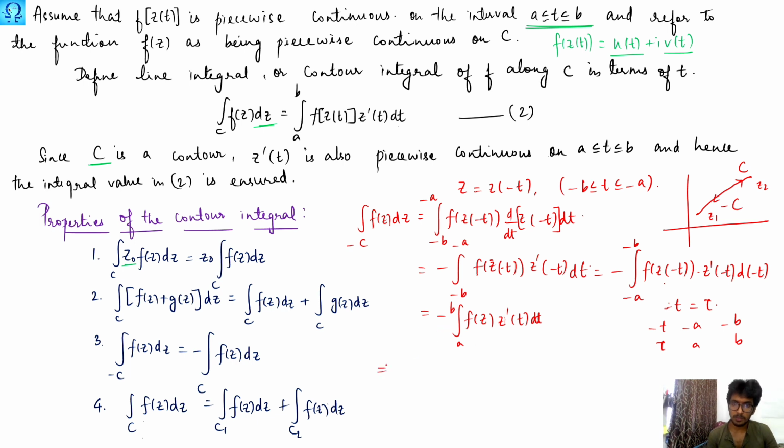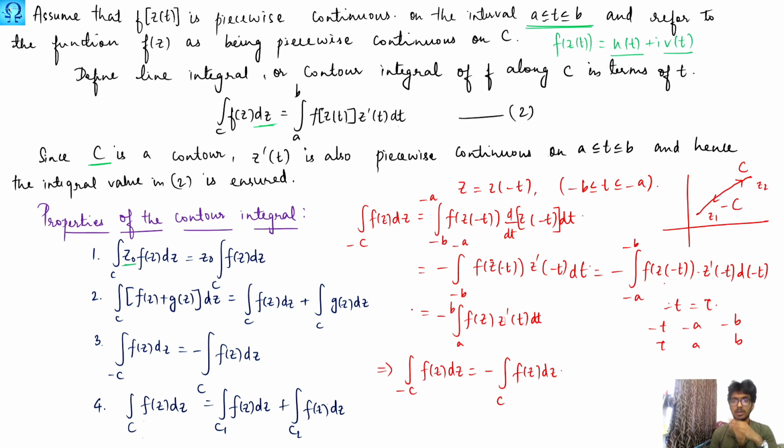This is simply the integral over minus c of f of z dz, which is minus the integral over c of f of z dz. So this is what we have proved actually. That is the third property.